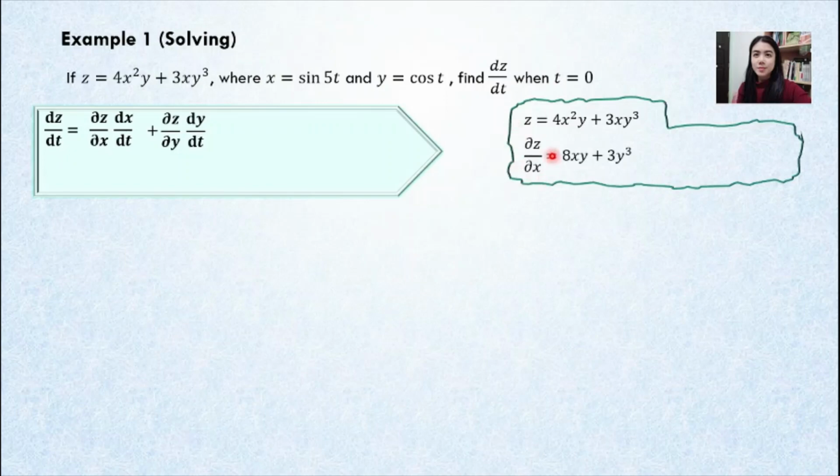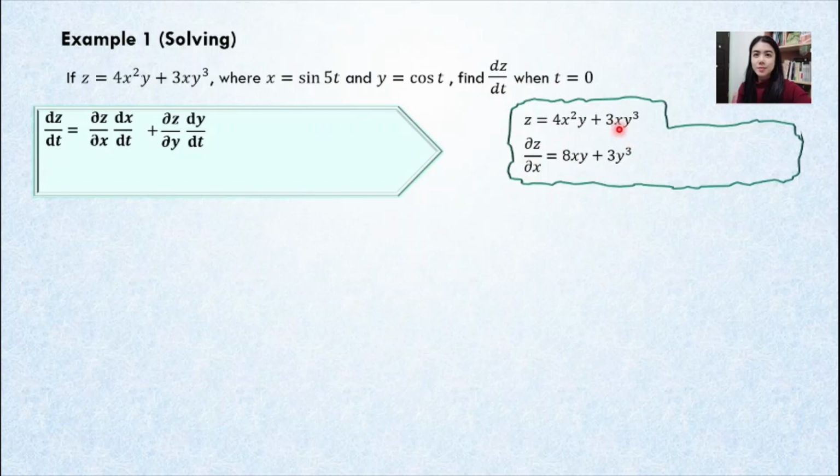So let's just find ∂z/∂x. This means that you treat y as constant and focus on x. So you differentiate on x, so you have x squared here. Differentiate x squared, you have 2x. So 2x multiplied with the constant 4y, you have 8xy.